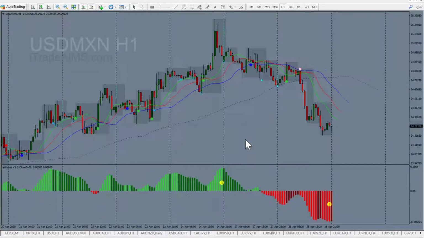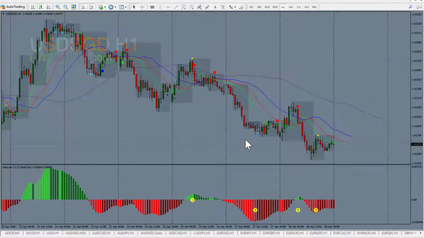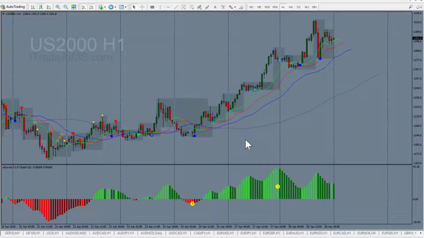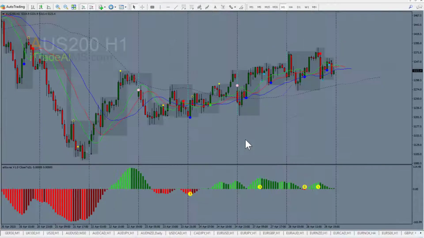That's USD CAD again, Swissy. I think we're running out. So I haven't seen anything to take for tomorrow, but at least we talked about the day. So there we go.